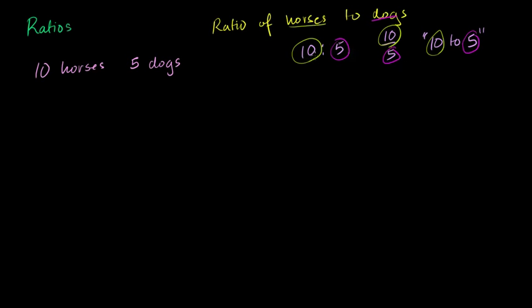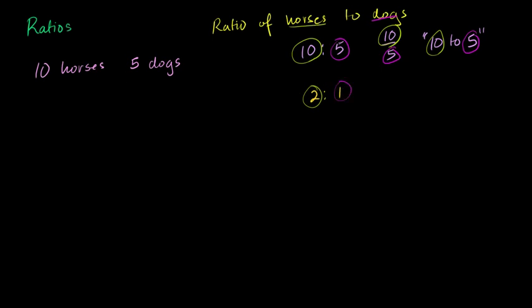Now, I just said I have 10 horses for every 5 dogs. But what does that mean? That means I have 2 horses for every 1 dog. If for 5 dogs I have 10, that means for every one of these dogs there are 2 horses. For every 2 of these horses there's 1 dog. And I just kind of reasoned through that.